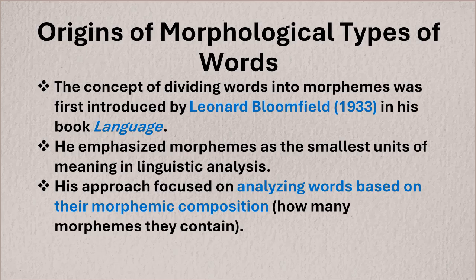The real starting point goes back to Leonard Bloomfield's 1933 book, Language, where he introduced the idea of breaking words into their smallest meaning units, morphemes. Bloomfield's work basically laid the foundation for modern morphological analysis. His approach focused on analyzing words based on their morphemic composition, how many morphemes they contain.